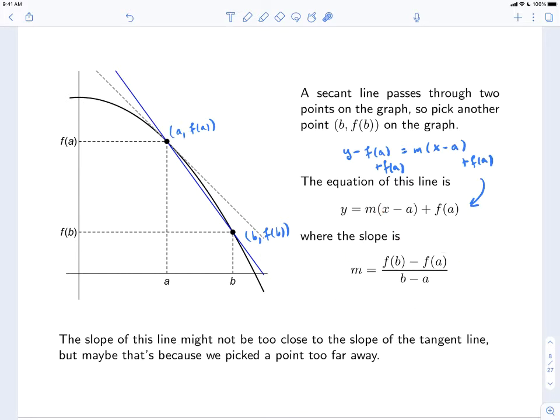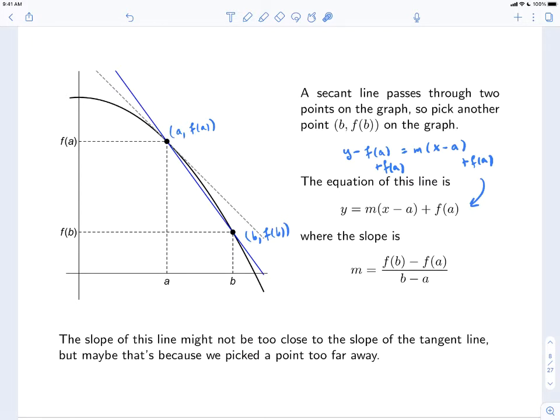The slope is the difference of the y's divided by the difference of the x's. So it's f of b minus f of a divided by b minus a. So for any 2 points on the curve, we can draw a secant line through those 2 points, and we can very easily determine the equation of the tangent line, because it's easy to determine the slope if you have 2 points.